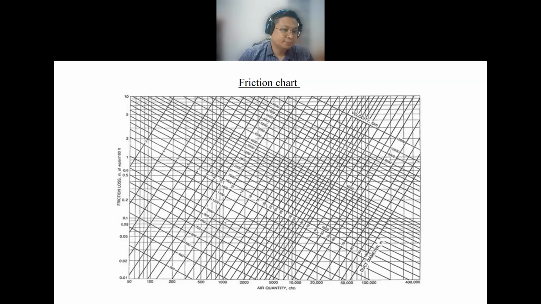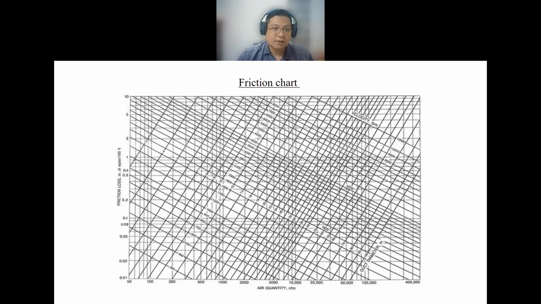Have you seen? Let's check what we have here. On the y-axis we have friction loss, in inches of water, every 100 feet. So this design is every 100. And then on the bottom, air quantity, with the unit in CFM.